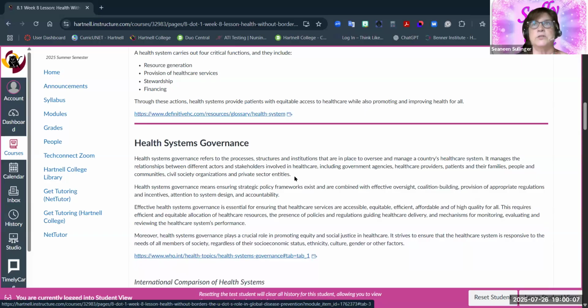And then health systems governance: who oversees these health systems? What process, structure, and institutions are in place to oversee and manage, for example, a country's healthcare system? A country's healthcare system would be, for example, like Medicare. Or we talked about Medi-Cal, which is Medicaid, but Medi-Cal for those of us in California. So there are different stakeholders involved in healthcare, including the government, the healthcare providers, patients and family, even communities, organizations, and the private sector.